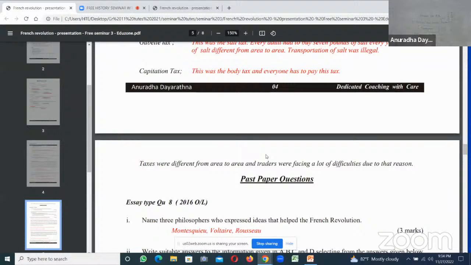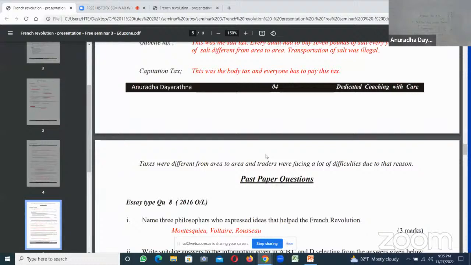Montesquieu told about the autocracy of the king, so he said that all the powers should not be given to one person. Voltaire spoke about freedom of speech. Rousseau said that people should have the power to remove any corrupt king. Right, so that is the answer to the information given in ABCD.